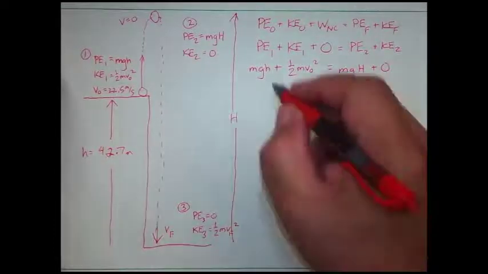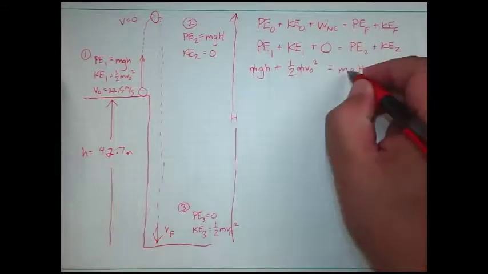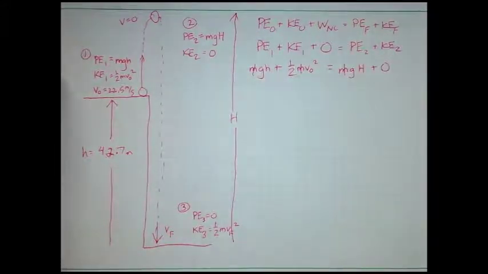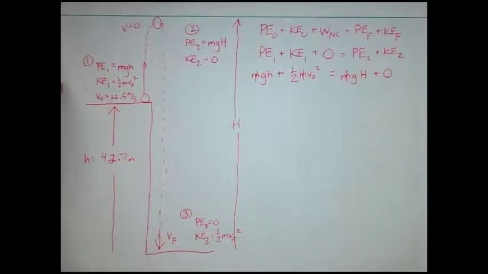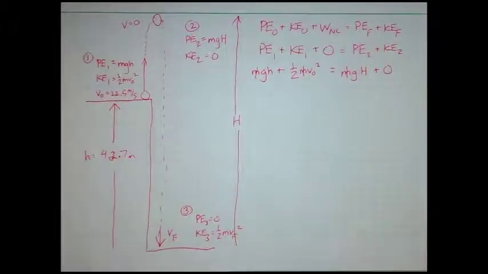One thing we note here is that there's a mass term in every part of the equation, so we can cancel out the mass, and so the mass of the ball is unimportant. This should not come as a surprise, since when we previously worked out this problem using the kinematics equations, we didn't have to worry about mass then either.